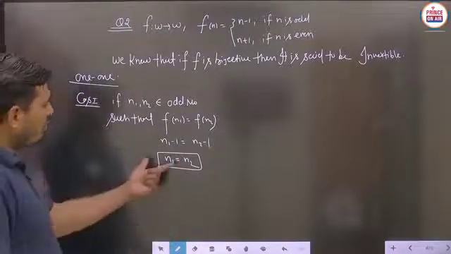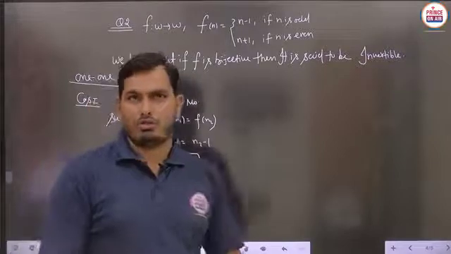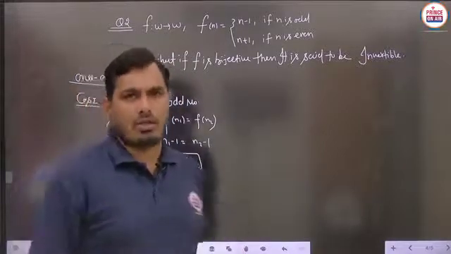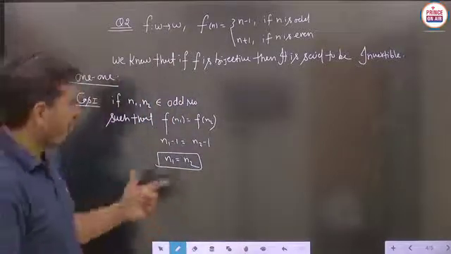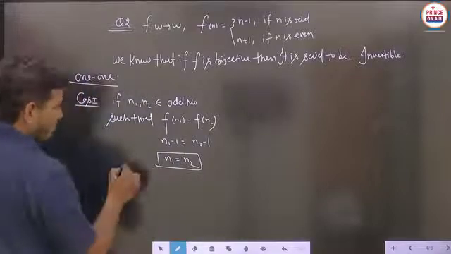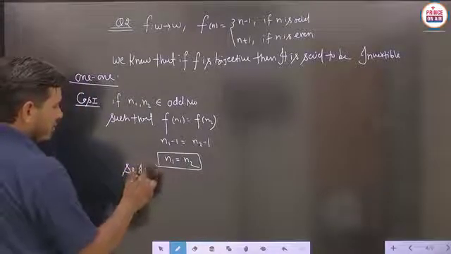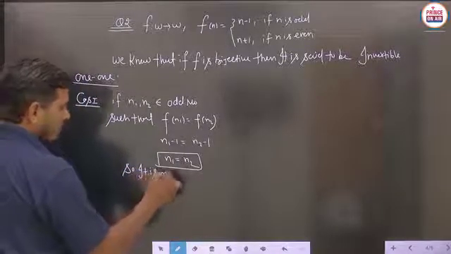So if we are obtaining n1 equals n2, then there should be no problem. Definitely we can say that the function is one-one. So it is one-one. So it is the one-one case. Is it clear?